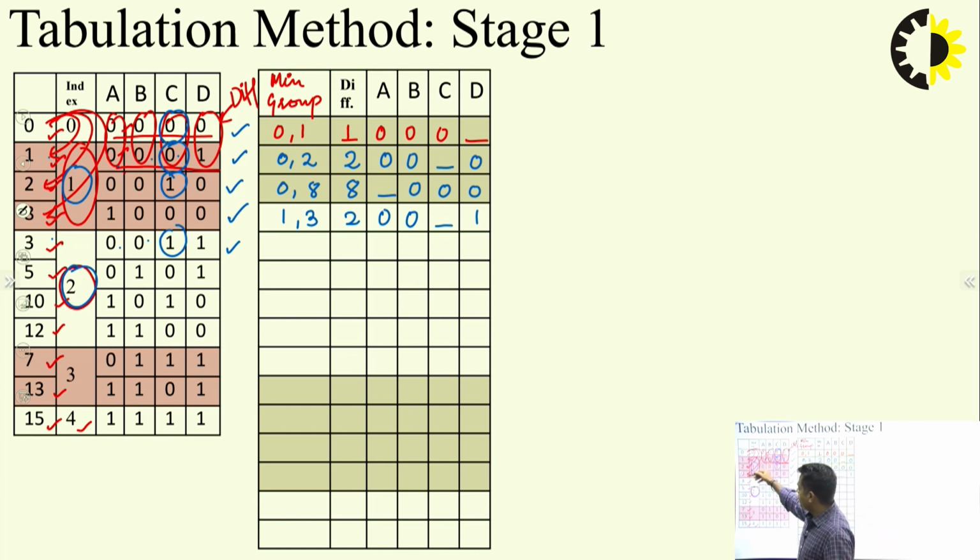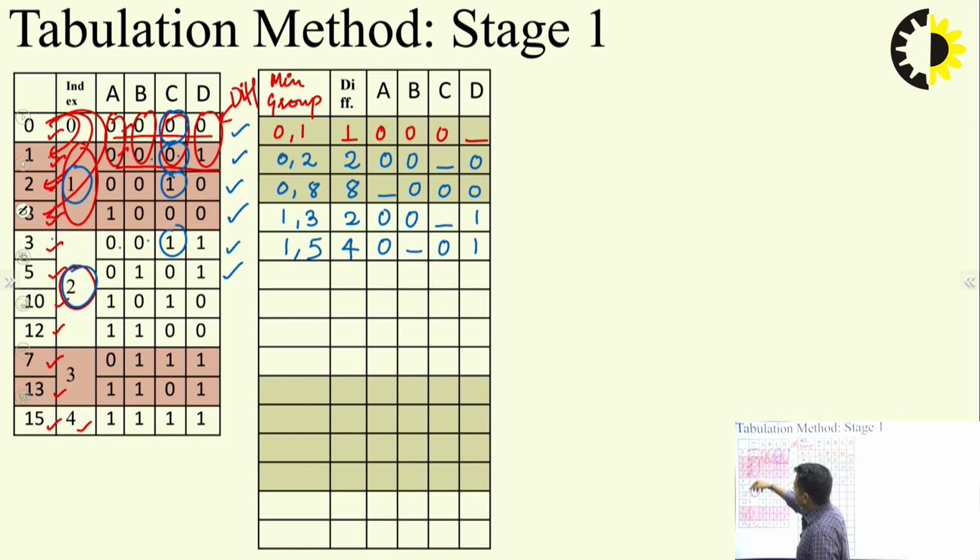Similarly, we can check 1 and 5. If we check 1 and 5, 1 is 0 0 0 1 and 5 is 0 1 0 1. So the difference is 4 and the resultant will be 0, dash, 0, 1. So 5 is also participating, so we will take that. And similarly, we can complete the whole table, the whole question.